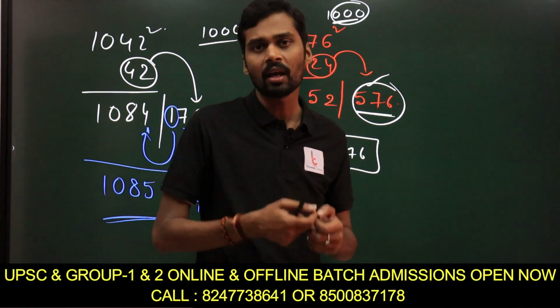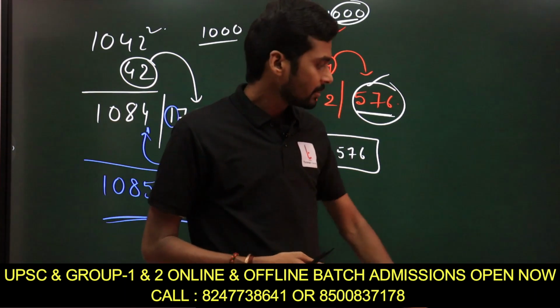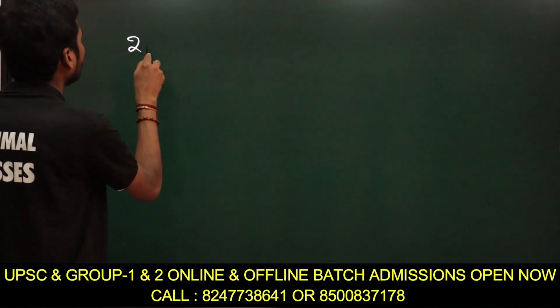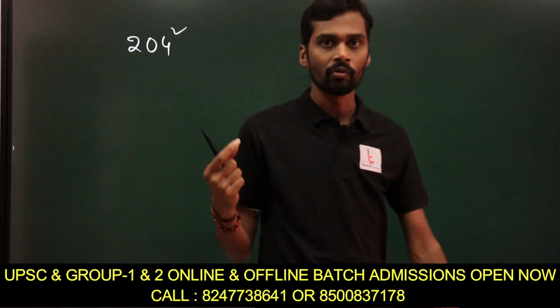We had talked about only the numbers which are nearer to 100 or 1000 or 10,000. What if the numbers are nearer to 200 or 300 or 400? Yes, you have the procedure for them. Suppose let's take the number 204 square. Let me start with a simple number, 204 square.